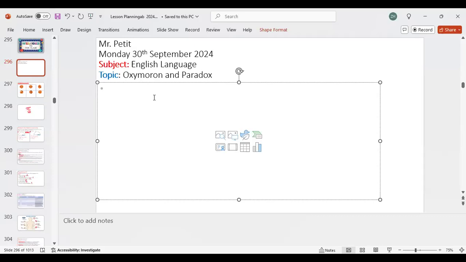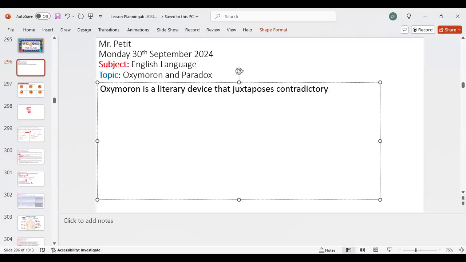So those are what we call literary devices we use. So let's write this down. By definition, an oxymoron is a literary device that juxtaposes, that means puts two things together, contradictory or opposing ideas within a brief phrase.